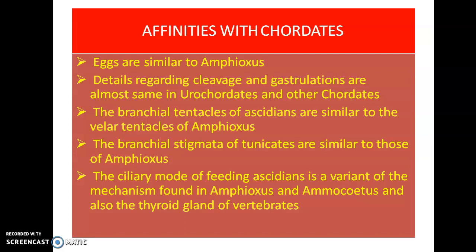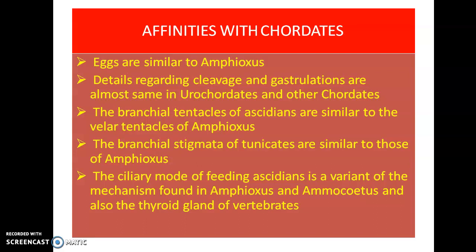Affinity means how it is related, or in which type of characters it is similar to chordates. They are the following. The eggs of Urochordates are very similar to Amphioxus. We know that Amphioxus is an organism which comes under the subphylum Cephalochordata. Then the details regarding the cleavage as well as the gastrulation of the egg are somewhat the same in Urochordates as well as other chordates.